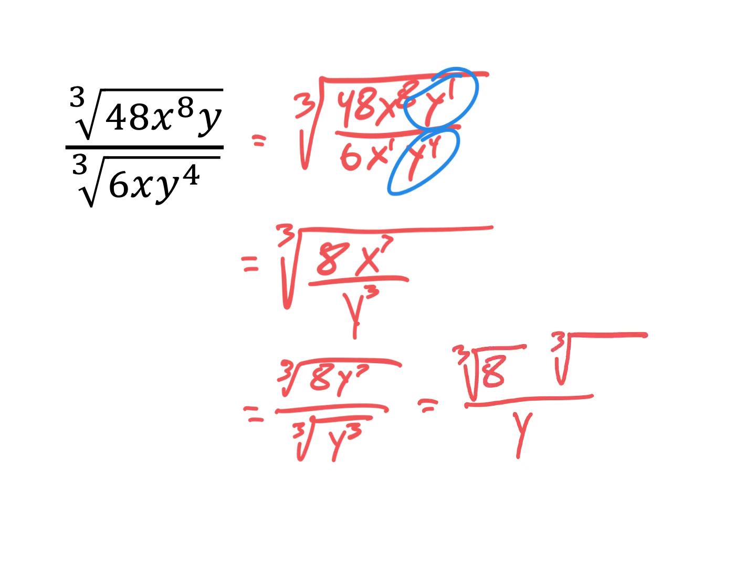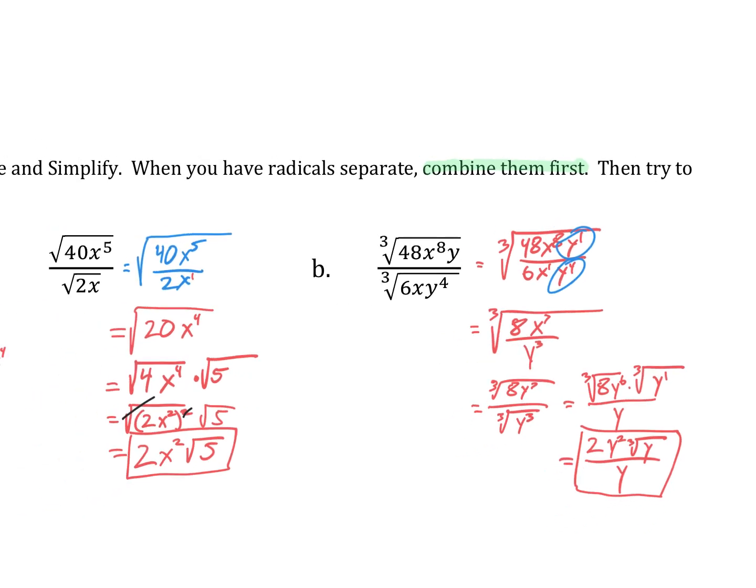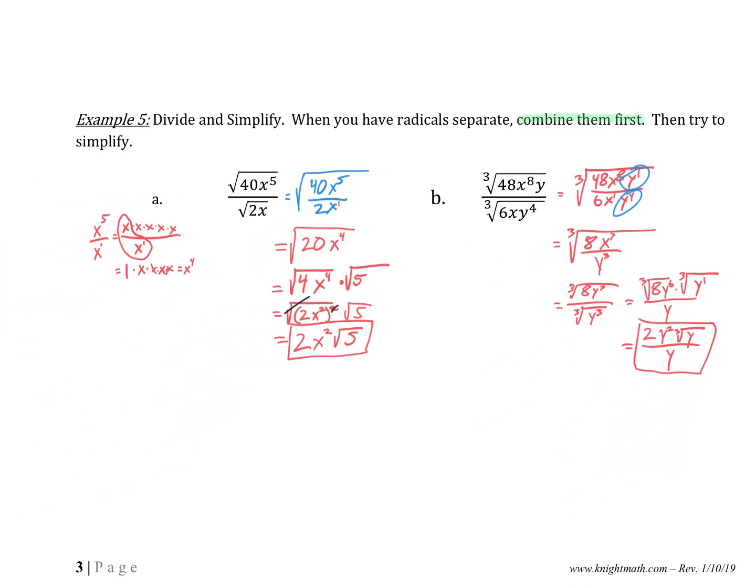Can we cube root 8? Yep. We can cube root y to the 6th, because that's a multiple of 3. And we've got 1 y we can't. So 6 plus 1 is 7. Why did we choose 6? Because it's a multiple of 3. And then we've got this y on the bottom. We've got this cube root of y up top. The cube root of 8 is 2. The cube root of y to the 6th is y squared. So that's how we simplify with dividing. Put it together first, divide and clean it up, simplify the fraction, and then work it out.